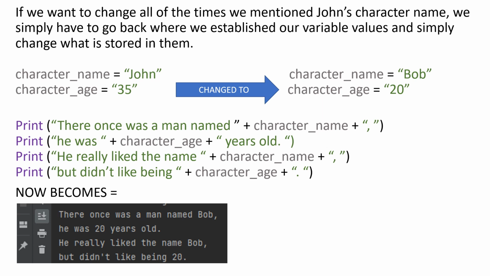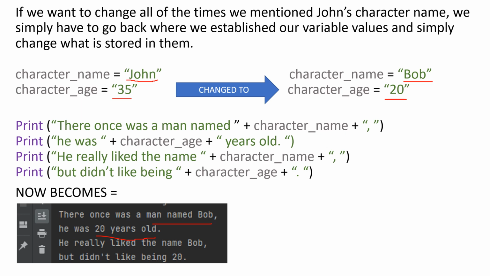So if you want to change all the times we mentioned John's character name, we simply have to go back where we establish our variable values at the top of our code, and just change what is stored on them. So for example, John is still stored on character name. We could just change that to Bob now. And we can do the same with 35 and 20. So now when we run the same code as before, exact same code, nothing's changed, it will now spit out a man named Bob, 20 years old.